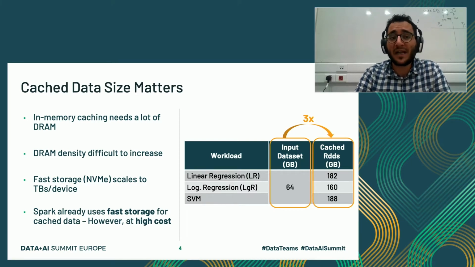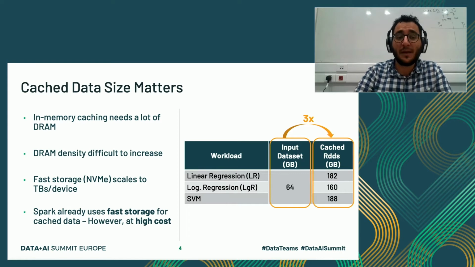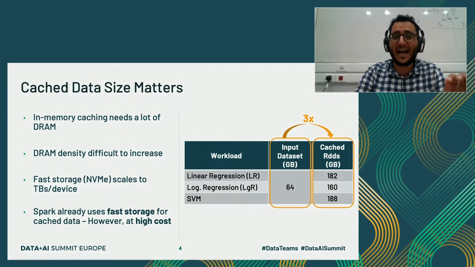So in-memory caching needs a lot of DRAM, but today DRAM density is difficult to increase. On the other hand, we have fast storage devices like NVMe SSDs that scale to terabytes per device and are also cheaper compared to DRAM. For this reason, Spark today uses fast storage devices for cache data, but at a high cost.